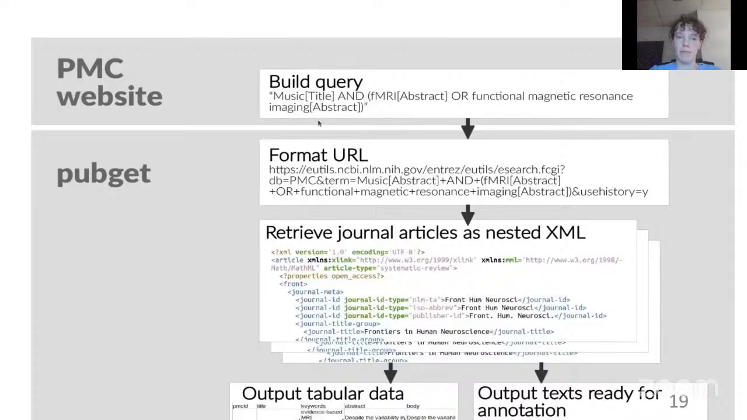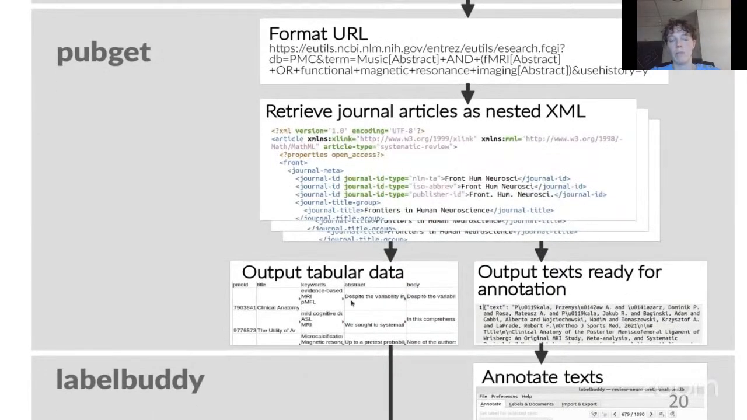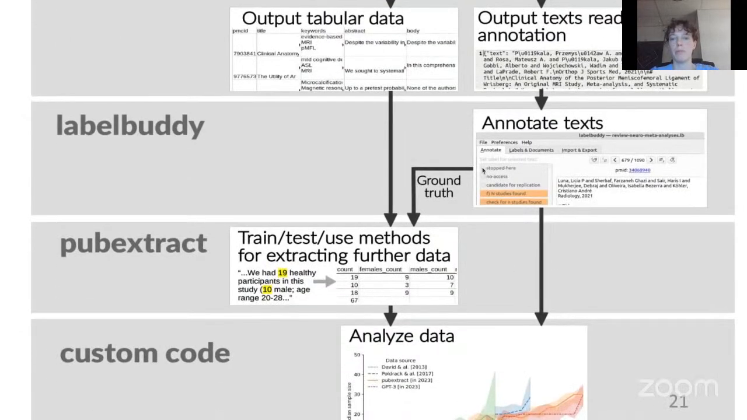The idea is to get fMRI papers that look at music. And then our tool PubGet takes this information and builds a query for the API and retrieves the journal articles as nested XML, which is quite complicated, and not all researchers are equipped to deal with information in this form. It's very machine readable, but not human readable. So we output most of this information as tabular data and/or as text ready for manual annotation.